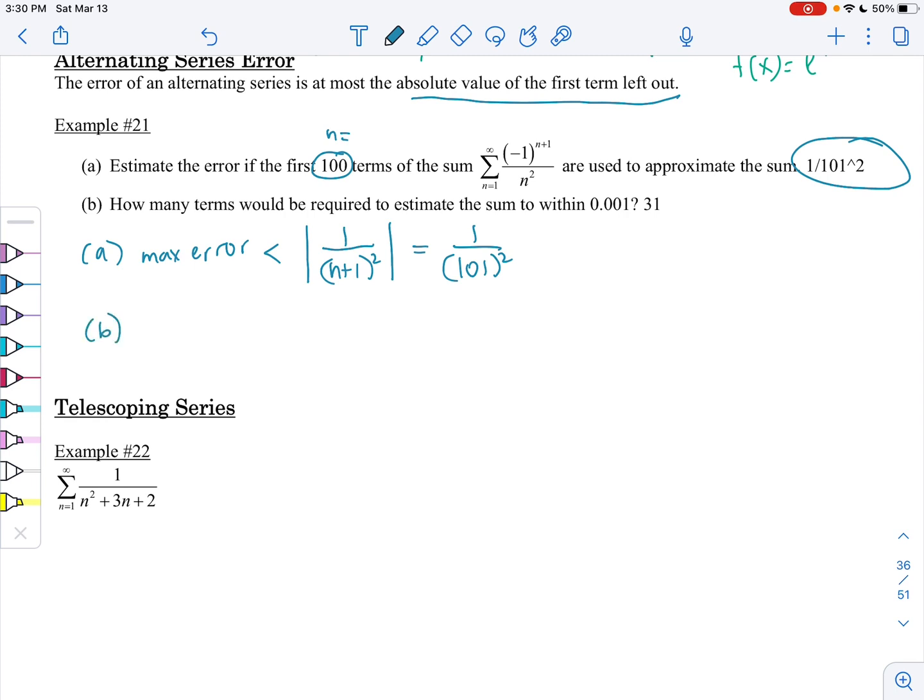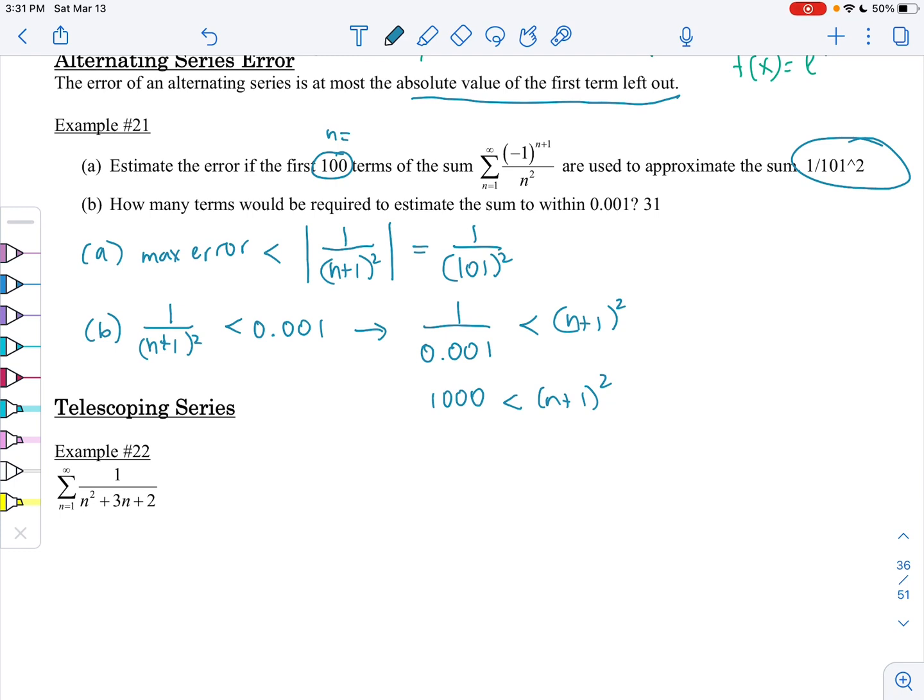For part B, sometimes they provide you the error and they ask you for the number of terms. So in this case, how many terms would be required to estimate the sum to be within 0.001? In other words, if my maximum error is given as 1 over n plus 1 squared, that must be less than 0.001. Now, if I multiply both sides by n plus 1 squared to get rid of the fraction, and then divide by 0.001, another way of writing this expression would be 1 over 0.001 is less than n plus 1 squared. Now 1 over 0.001, which is 1/1000th, is the same thing as 1,000, which is less than n plus 1 quantity squared.